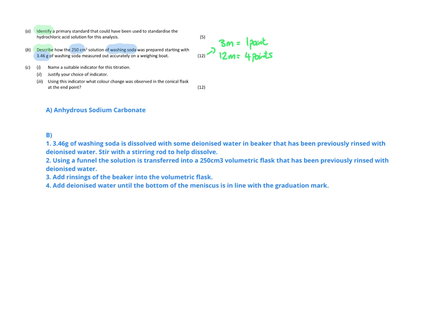Step 4 then says that we add deionized water until the bottom of the meniscus is in line with the graduation mark, and that is extremely important. And I would also put in here that the water should be added dropwise towards the end, because that will help ensure that there is good accuracy in your meniscus. The final step then is to invert the volumetric flask 20 times to create a homogeneous solution.